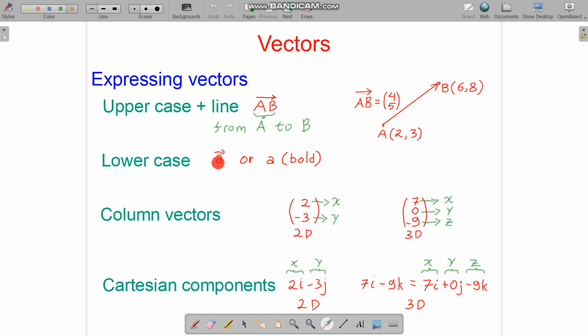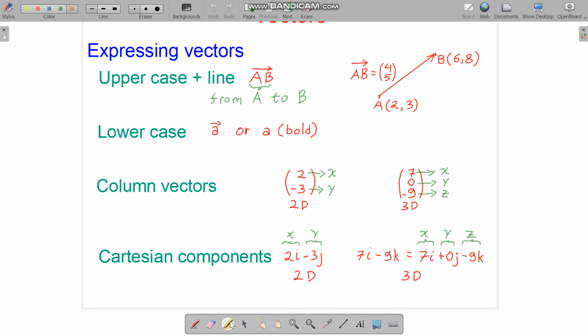You can also use lowercase a, just one letter, or a in bold if you are typing it, and column vectors. This is like a column in 2 dimensions or in 3 dimensions, and we always use 3 dimensions actually in Paper 3. And we can also use Cartesian components, like with i, j, k: the i is for the x component, j for the y component, k for the z component.